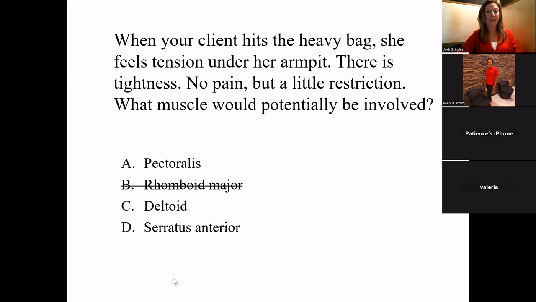All right, best answer: serratus anterior. Do you remember? It's called the boxer muscle, here along the rib cage and up into the armpit. We also look at subscap when it comes to the axillary region, but in this case, hitting the heavy bag, serratus anterior.